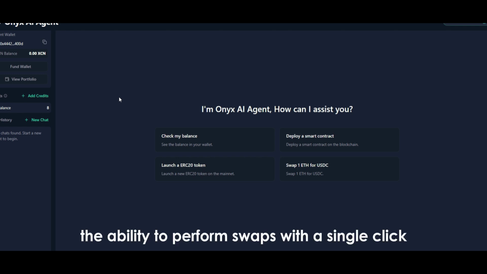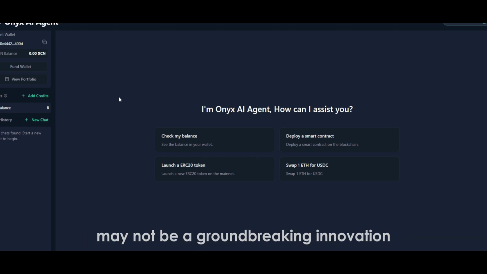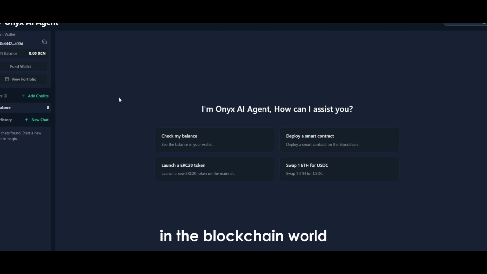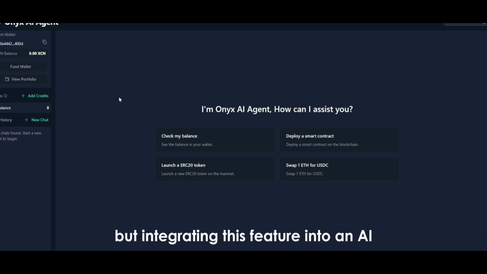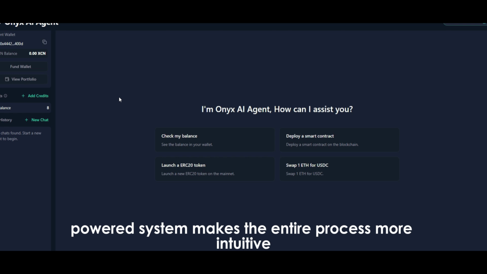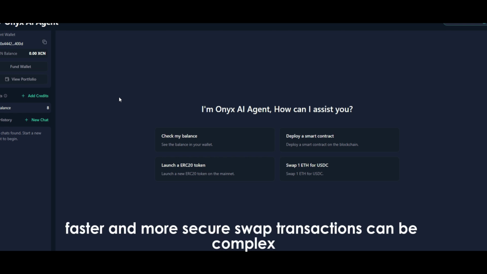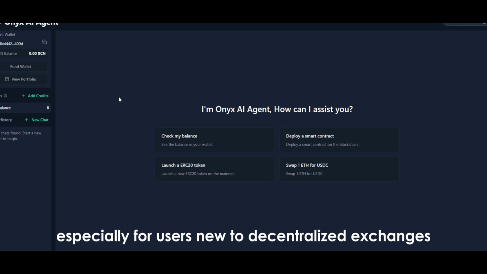Secondly, the ability to perform swaps with a single click may not be a groundbreaking innovation in the blockchain world, but integrating this feature into an AI-powered system makes the entire process more intuitive, faster, and more secure. Swap transactions can be complex, especially for users new to decentralized exchanges.